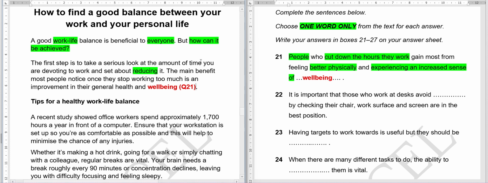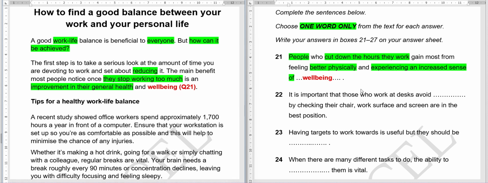So here they are saying cut down the hours, and for that they have written they stop working too much. So if you are stopping working too much, basically you are reducing the time you devote. So first is bad physical, improve their general health. So general health will be improved, and with it well-being.